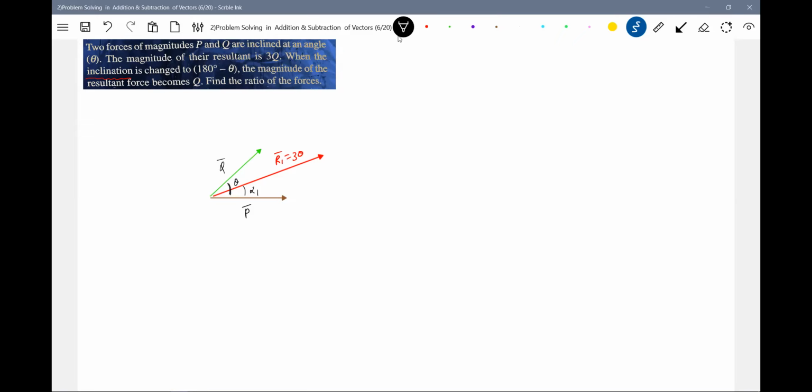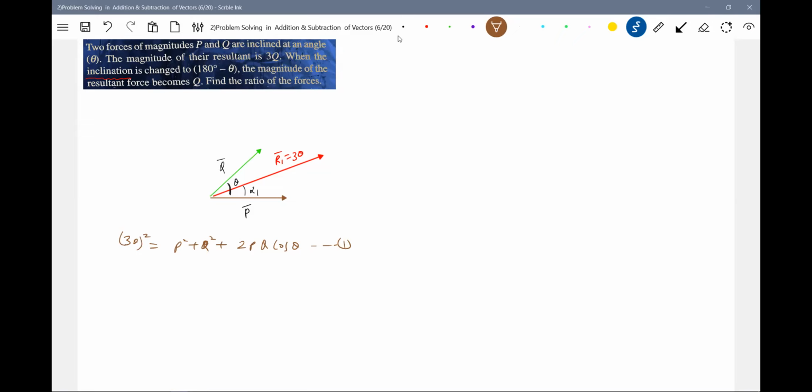When the inclination is changed to 180 minus theta, it means the angle between the vectors will become 180 minus theta. So before that, we'll write this equation: (3Q) whole square is equal to P square plus Q square plus 2PQ cos theta. Keep this one equation in hand.